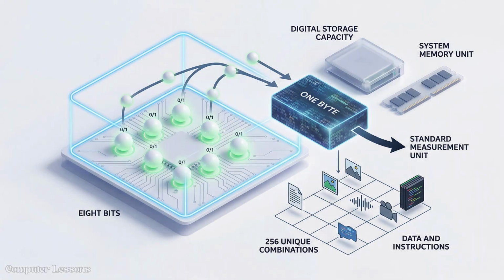To handle complex information, engineers group 8 individual bits together to form a single byte. This 8-bit structure provides 256 unique combinations for representing data and instructions. It serves as the standard measurement unit for digital storage capacity and system memory.